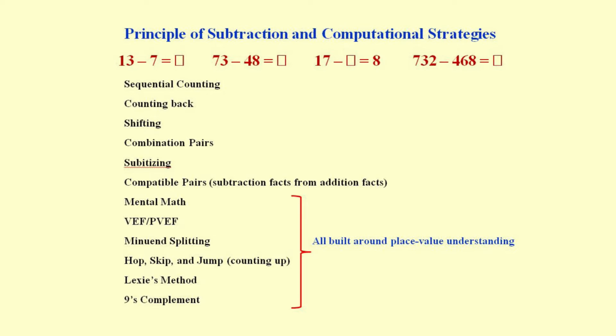It can't see the numbers and decide, oh, these numbers, we should use shifting. These numbers, we should use menu and splitting. These numbers, we should use hop, skip, and jump. So the 9's complement is a strategy that was designed strictly for helping computers find differences, solve subtraction problems. So let's see how this method works.